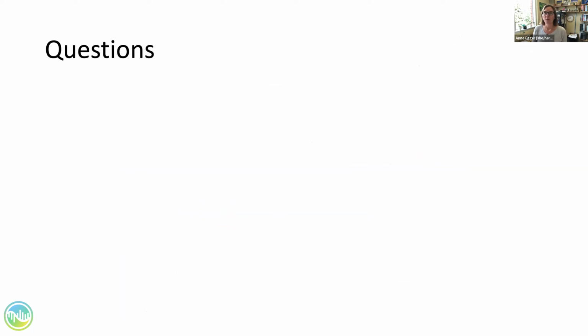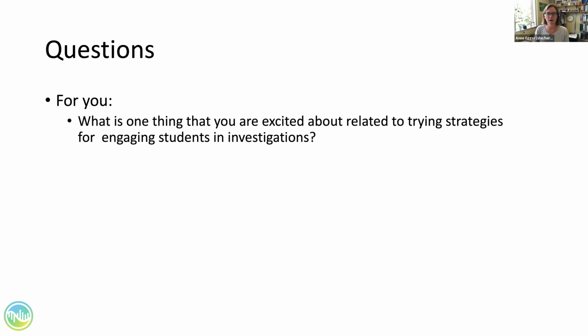If you are familiar with, I just learned about this word a few weeks ago, the waterfall question in Zoom. I'm going to put a question up here, and the way it becomes a waterfall is that you type your answer in the chat, but don't hit return until I say to do so. Then we get all of the answers coming in at once. So we have a couple of these waterfall questions for you. What is one thing you are excited about related to trying strategies for engaging students in investigations?